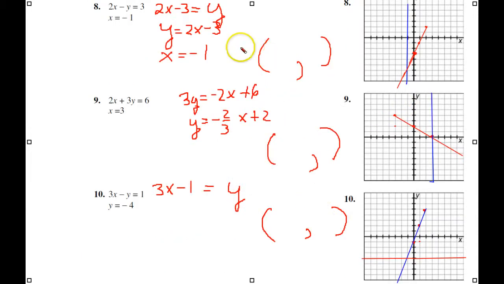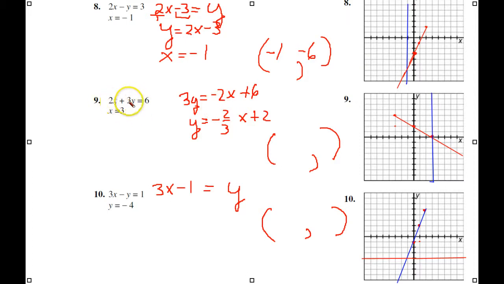All right, the key to number 8 is that it's in standard form. So I wanted to solve for a positive y. So I brought the y over, brought the 3 over. So now there's my y-intercept, and my slope is 2 over 1. This is just going to be a vertical line. So my ordered pair then would be, for my x, a negative 1. And my y is going to be, let's see, 1, 2, 3, 4, 5, 6, negative 6.